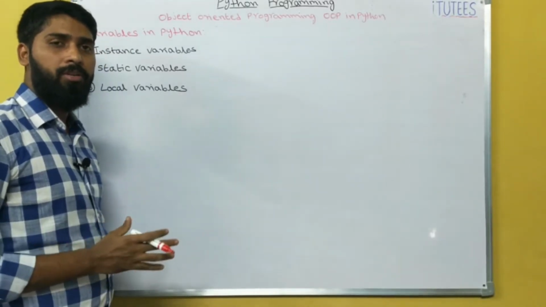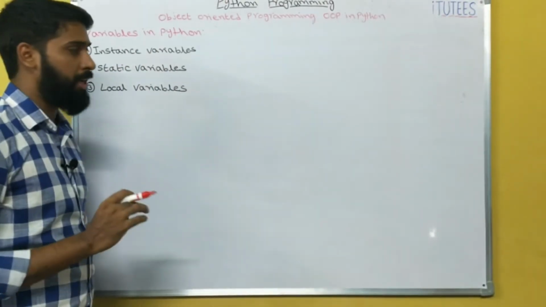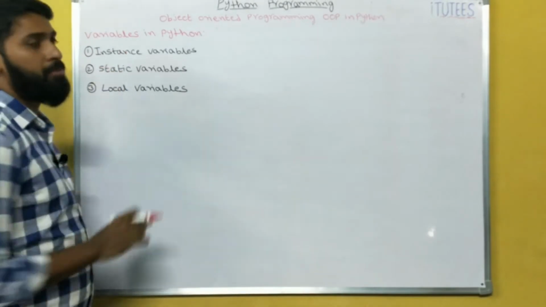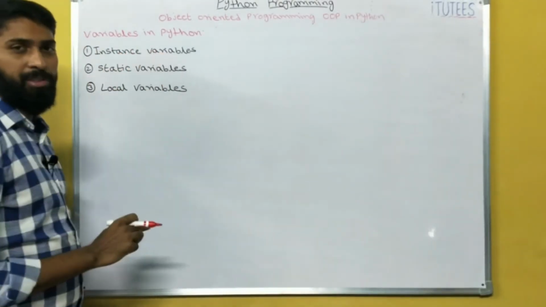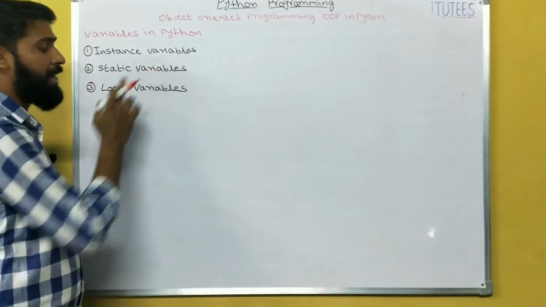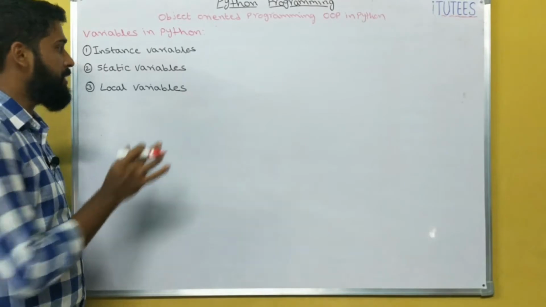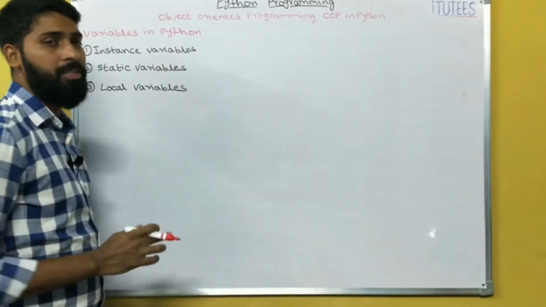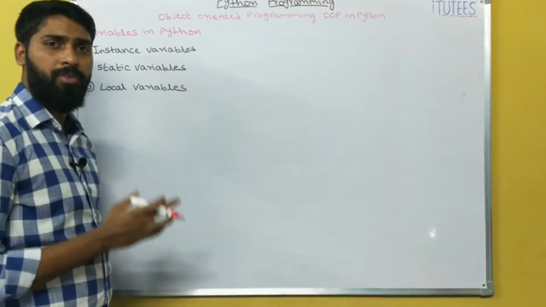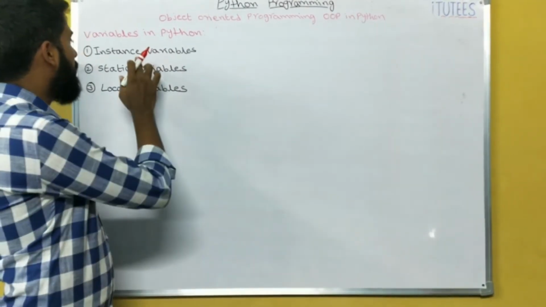In this class we are going to discuss some variables in Python. There are three types of variables available in Python. One is instance variables, second is static variables, and third is local variables. Simply saying, what is an instance variable? If the contents of the variable change from one instance to another instance, we call it an instance variable.